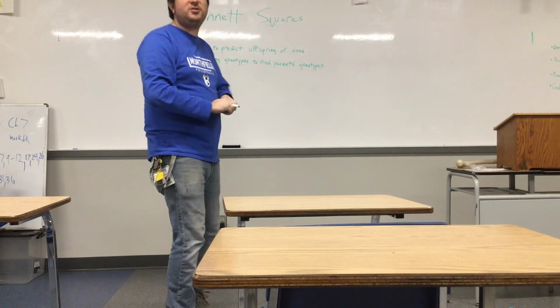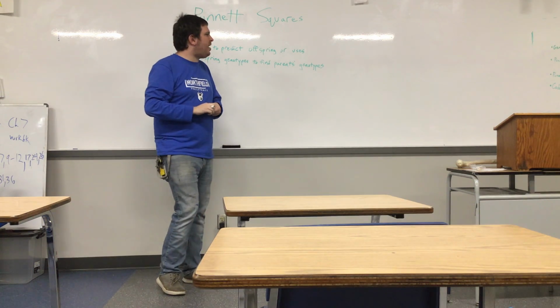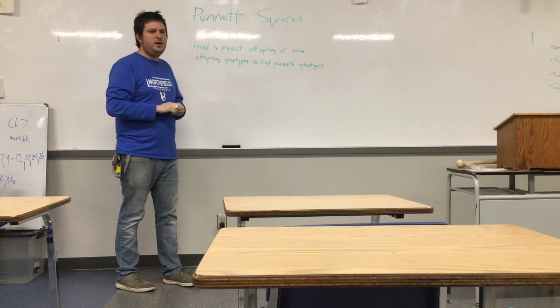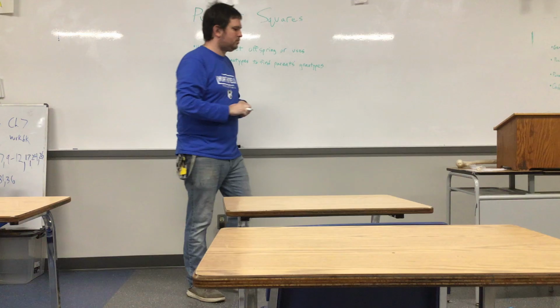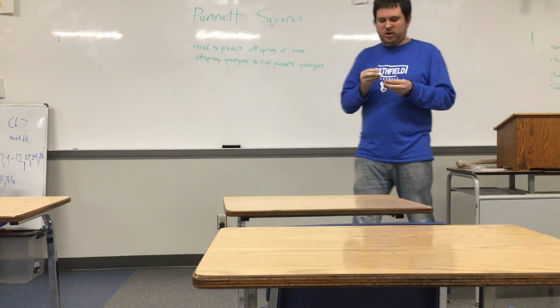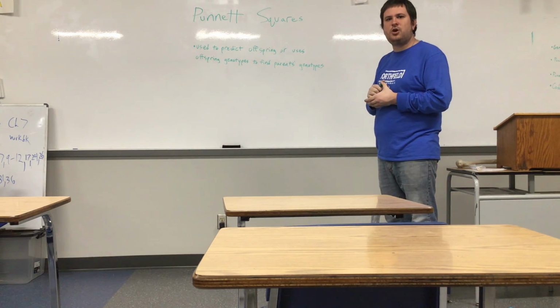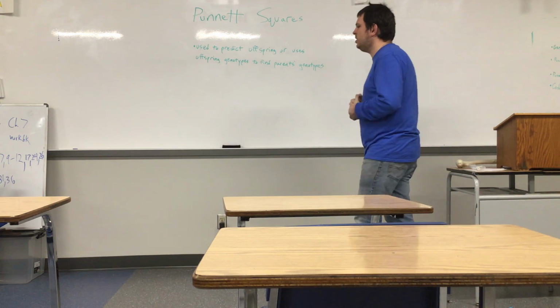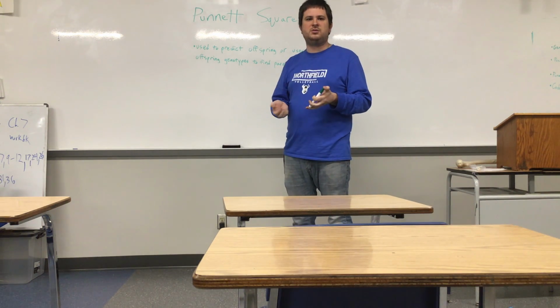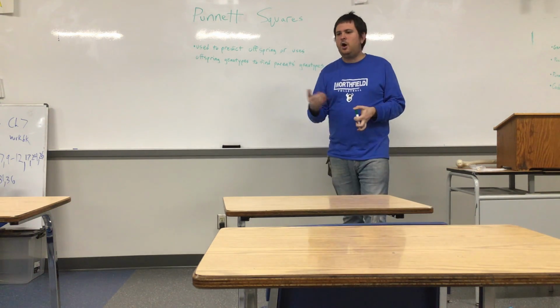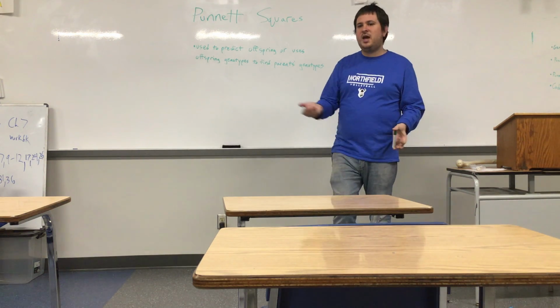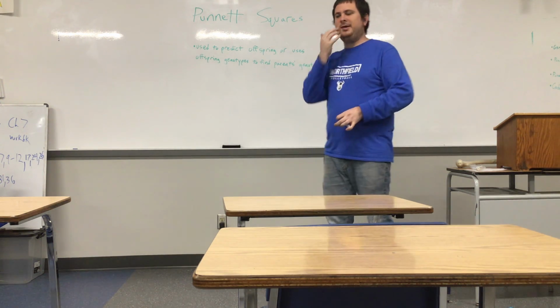Welcome back to our series on genetics with our second video on Punnett squares. In the previous video, we talked about the different terms that we use in genetics. We talked about genes and alleles, dominant and recessive, homozygous, heterozygous, and genotype and phenotype.